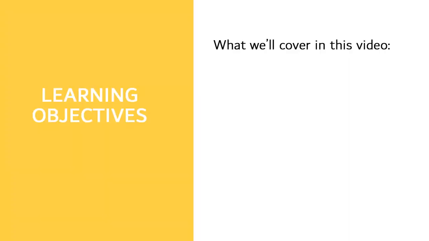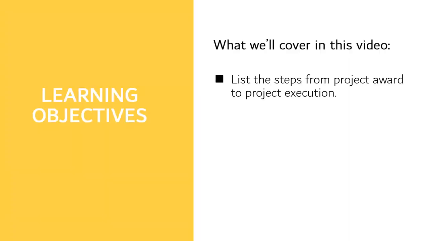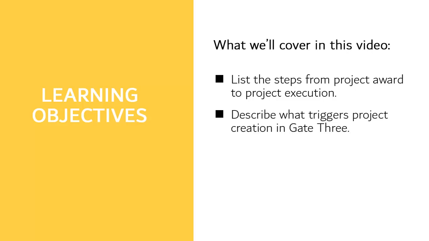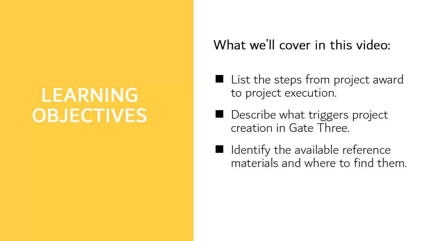By the end of this video, you will be able to list the steps from project award to project execution, describe what triggers project creation in Gate 3, and identify the available reference materials and where to find them.